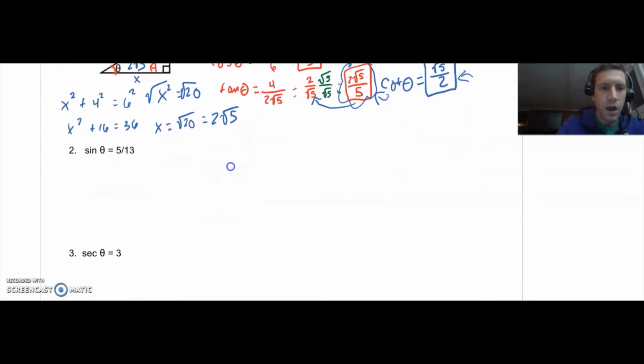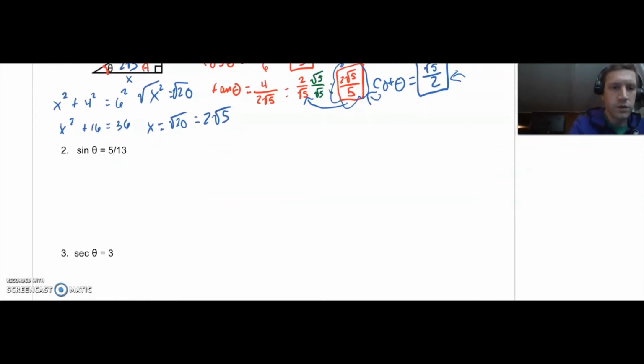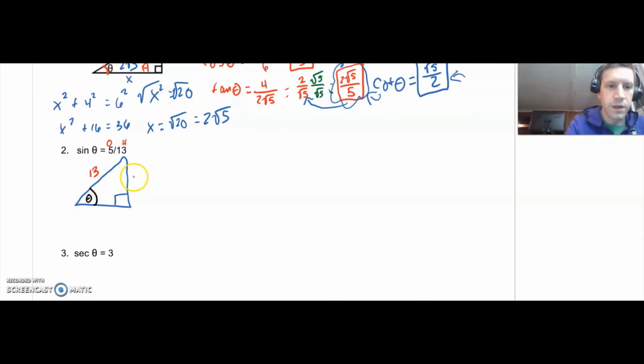Okay, all right, sine of theta equals 5 over 13. Let's draw a triangle first on number 2. A right triangle. This is going to be opposite over hypotenuse, so the hypotenuse is 13. I should designate theta. Let's say this angle here is theta. So opposite from there is this vertical side. And there are some Pythagorean triples.